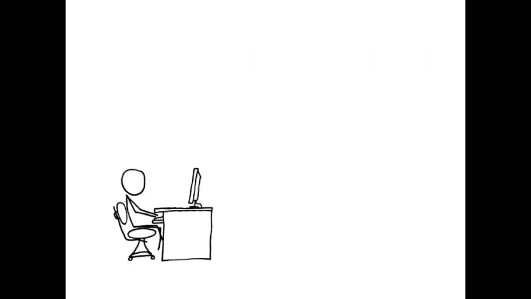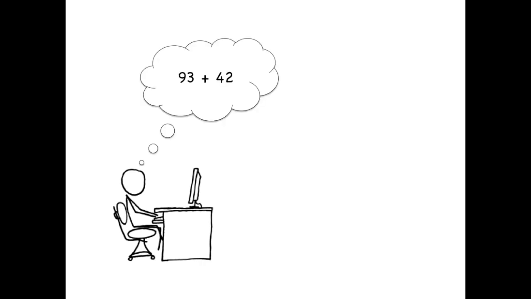So you're on your computer, and all of a sudden, you need to figure out 93 plus 42, and you don't feel like doing it in your head. So you make the computer do it. But what does the computer do? What happens in its head? For the answer to this question, we journey into the brains of any modern computer, the CPU.